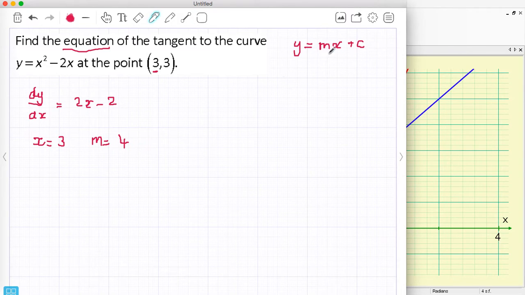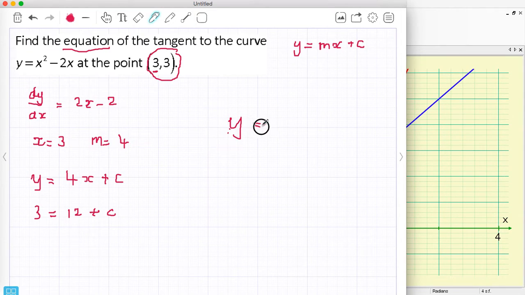So now I know my straight line is going to be y equals 4x plus c. I've found the m, still got to find the c. To find the c, I need to make use of the coordinates I'm given at the top. So y is 3 when x is 3. 4 3's are 12. So I can see from this that c is minus 9. So my equation is y equals 4x take away 9.